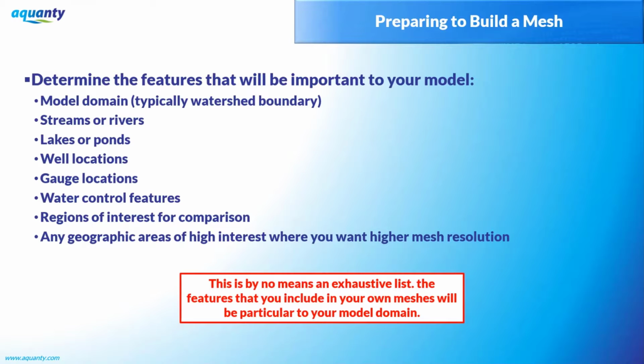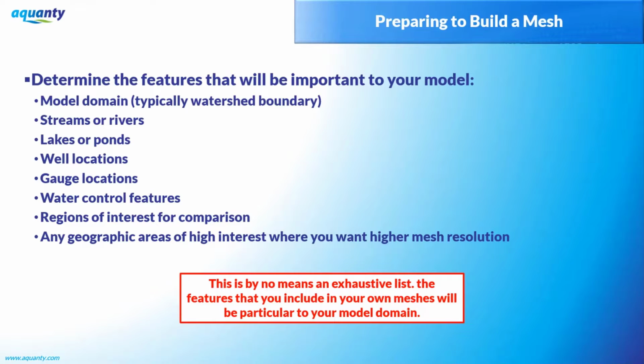So first things first, it's really important to think about what features are going to be important to you in your model from the very beginning of mesh creation so that you can build in the appropriate node control along those features. This is almost like the most important fundamental part when it comes to building a mesh, because we need to have some of these features built into our mesh so that we have the appropriate node control at these locations.